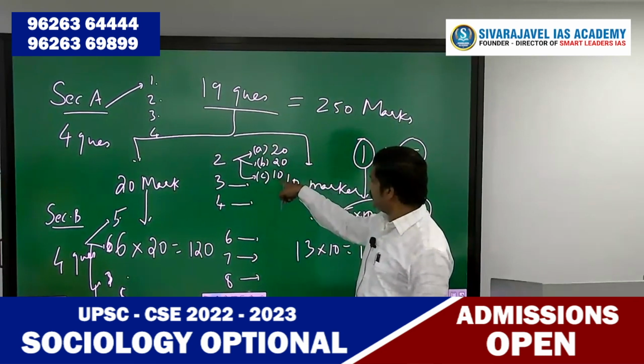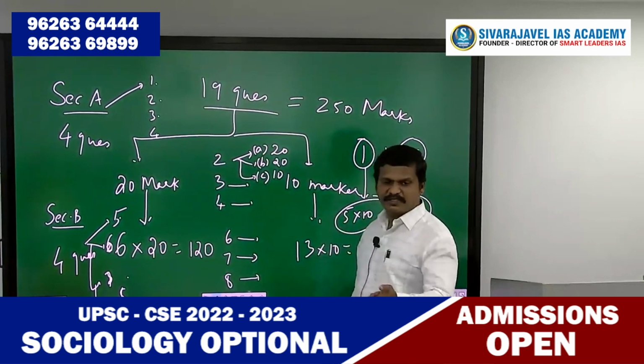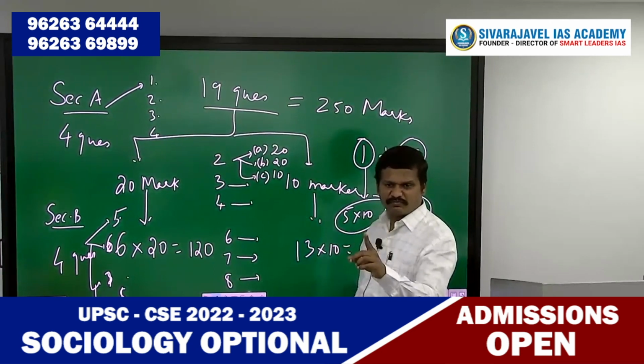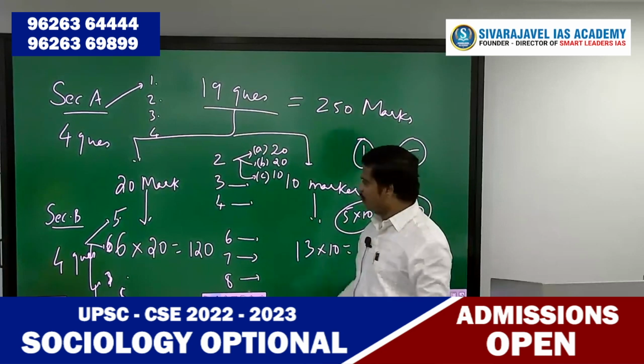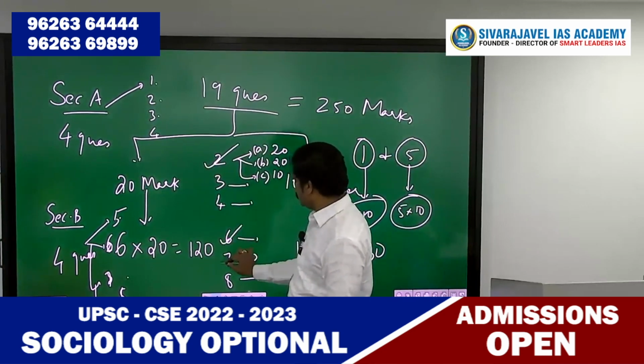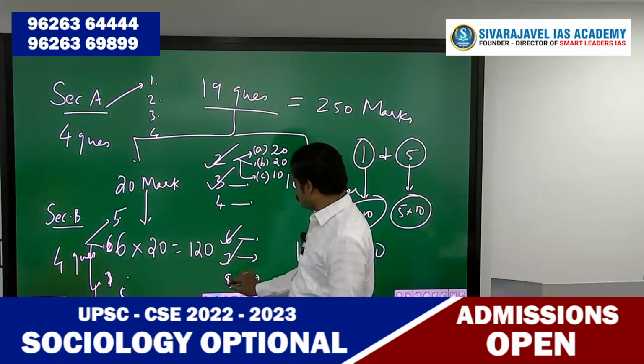20 marker, 20 marker, 10 marker. So the same 20, 20, 10, 20, 20, 10 like that. But the conditions they have given: first, questions 1 and 5 are compulsory, and second, you have to choose minimum 1 question from each section. Don't choose more than 2 questions from each section. Minimum 1. If you choose 2 here, you have to choose maximum 1 there.